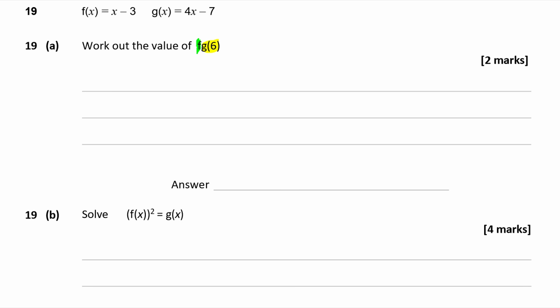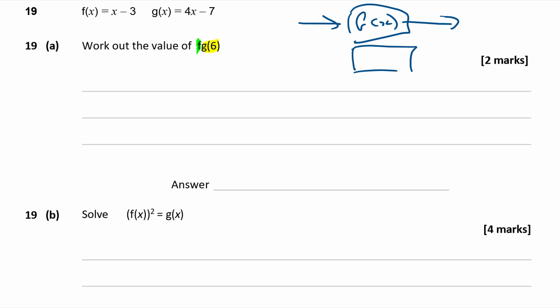So if I've got like a function machine for f of x and a function machine for g of x, then what I'm doing is I'm going to feed 6 into the g of x function and then loop it round and then feed it into the f of x function. That's kind of what I'm doing with f of g of x. That's kind of what it means.